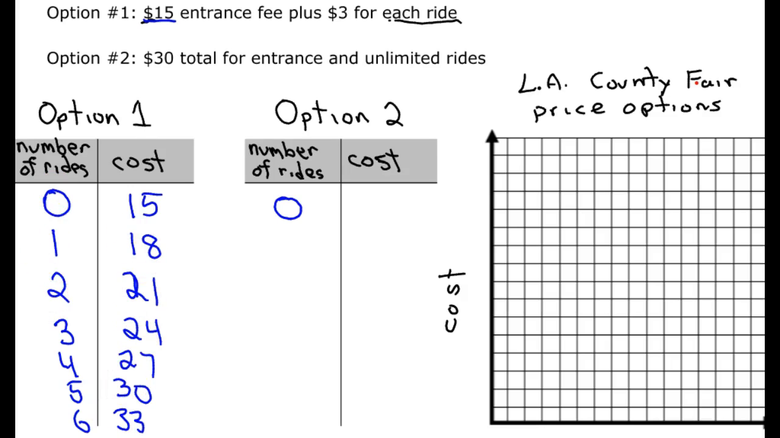Or they also have a wristband. If you have this wristband, you get in. It's $30. You get in, so you haven't gotten any rides, you just get in. It's $30. So then once you go on your first ride, how much does it cost? $30. That's a better deal. If you go on 2 rides, it's $30, and so on.